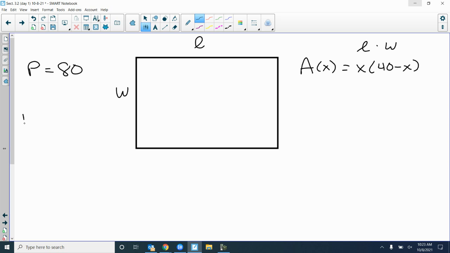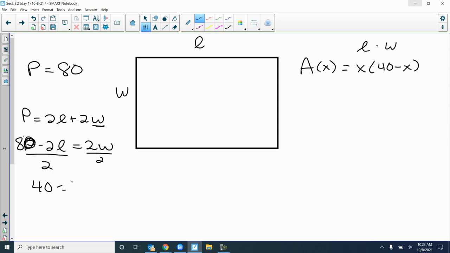So the perimeter equals 2L plus 2W. All you have to do is isolate one of them. Let me isolate the W. So P minus 2L, and the perimeter is 80, so let me make that 80. Minus 2L equals 2W. Divide by 2, and you get 40 minus L equals W. That's why we got that 40 minus x there.